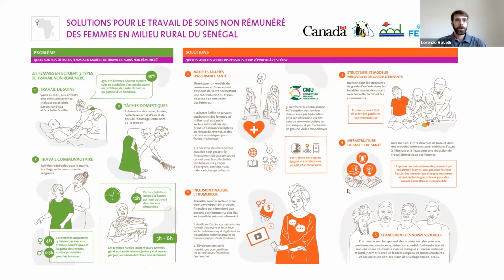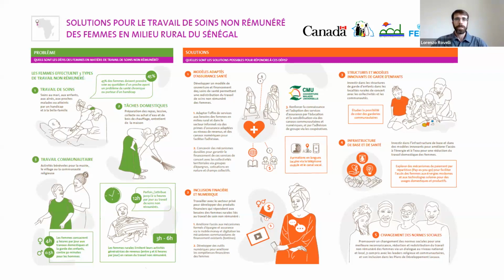So as you can see from this infographic, we have first carried out a quite thorough research phase, which allowed us to better characterize unpaid care work in rural Senegal and to identify what are the most critical needs of rural women around this. And this process also allowed us to identify what are the potential solutions through a dialogue, not just with the intended beneficiaries, but also with the government and the private sector.